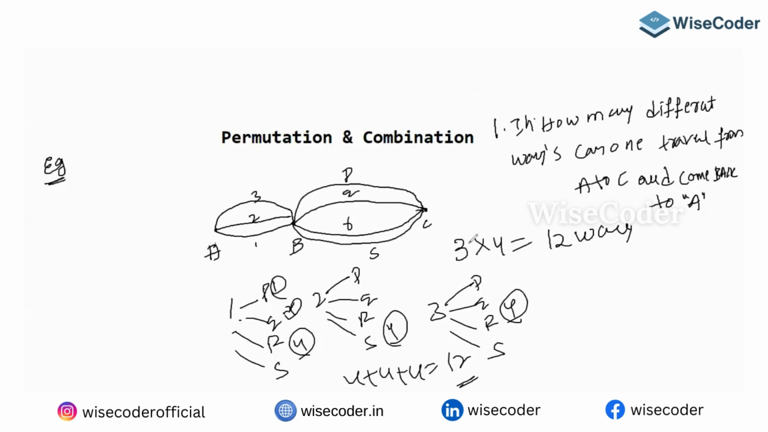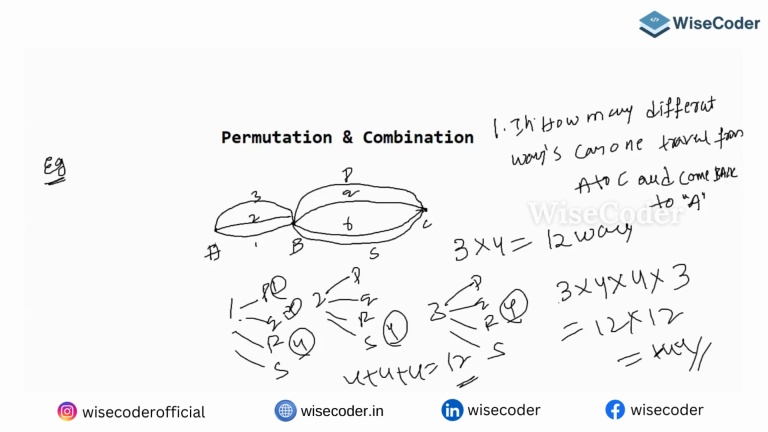Guys, that is nothing but 3 into 4 from here. Now look here, now you are going back. Okay, now B to C, 4, and 4 into 3, so that is nothing but 4 threes are 12. So 12 into 12, that will give you what? 144 ways. Okay, 144 ways.